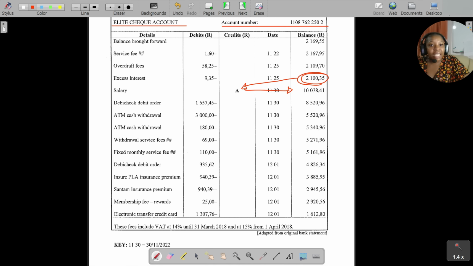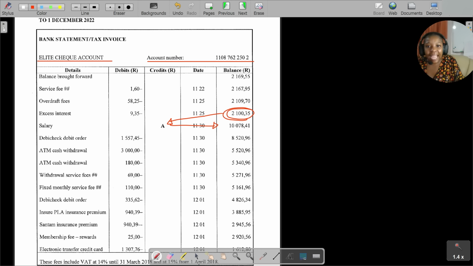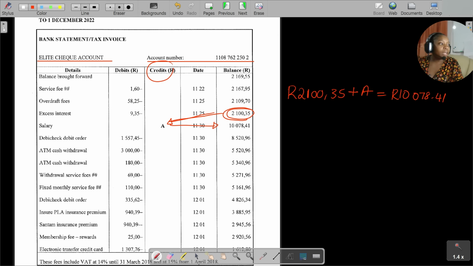Then that tells us that if you want to determine how much salary was actually added, we're just going to take that 2,100.35. We're going to add, because it's a credit, that A value, and this should give us 10,078.41. Already we've got a way that we can calculate that A. So give yourself time to look at the statement and understand what is actually going on there.